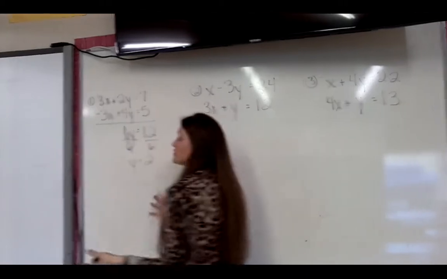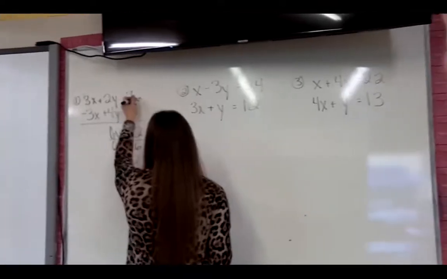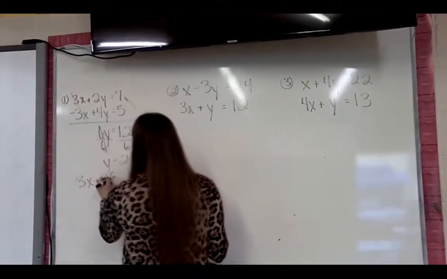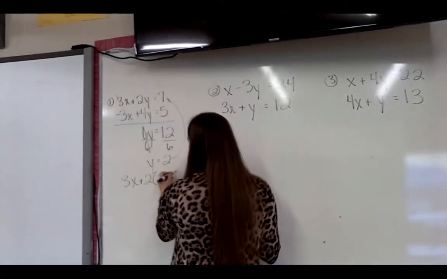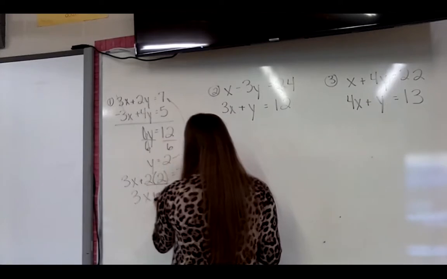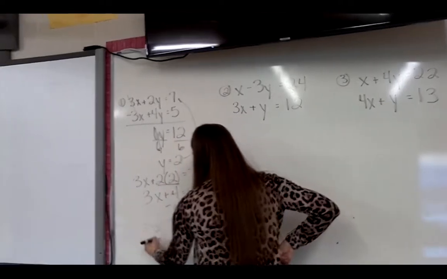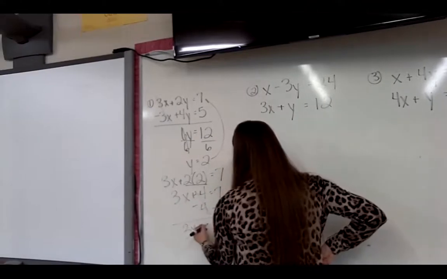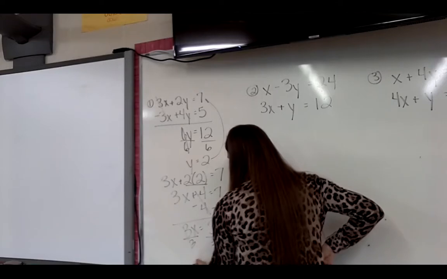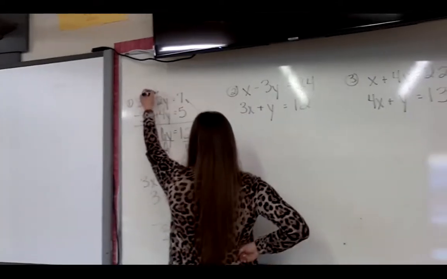Now to figure out x, you just plug it into either equation. It doesn't matter. I'm going to plug it into the first one. So 3x plus 2 times 2, because y is 2, equals 7. 2 times 2 is 4. So I have 3x plus 4 equals 7. Subtract 4 from both sides. 7 minus 4 is 3, and then divide by 3. So my x is 1. So my solution on this problem is 1, 2.